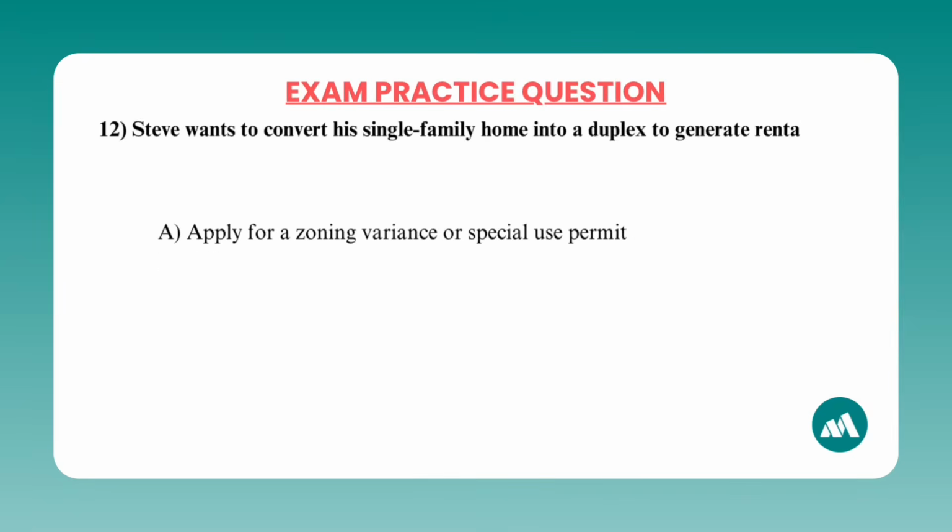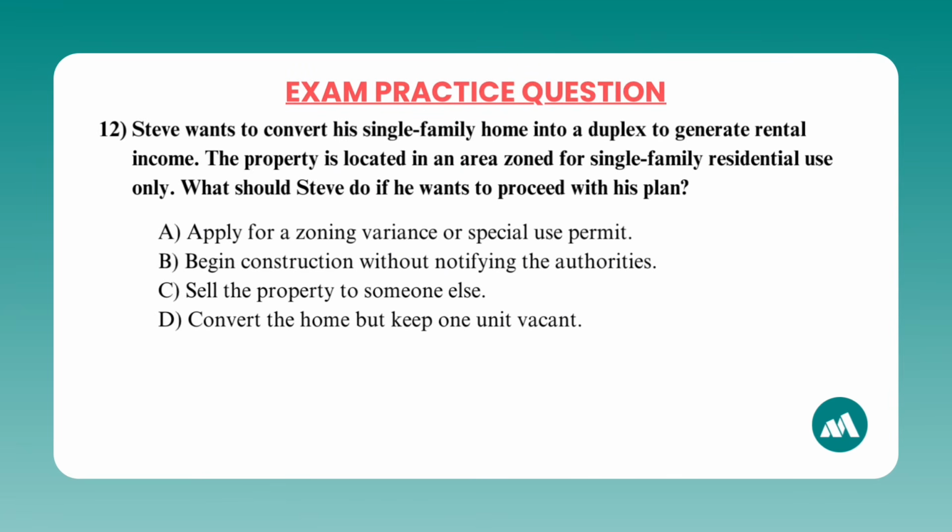Number 12. Steve wants to convert his single-family home into a duplex to generate rental income. The property is located in an area zoned for single-family residential use only. What should Steve do if he wants to proceed with his plan? Is it A, apply for a zoning variance or special use permit? B, begin construction without notifying the authorities? C, sell the property to someone else? Or D, convert the home but keep one unit vacant?